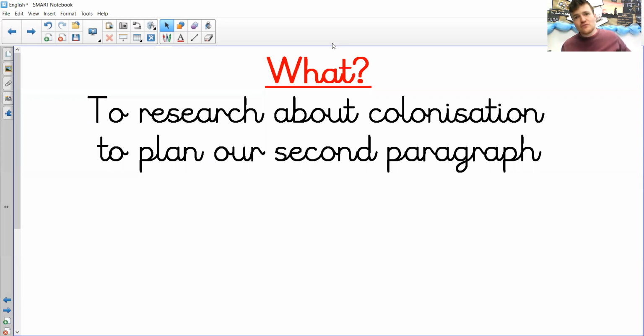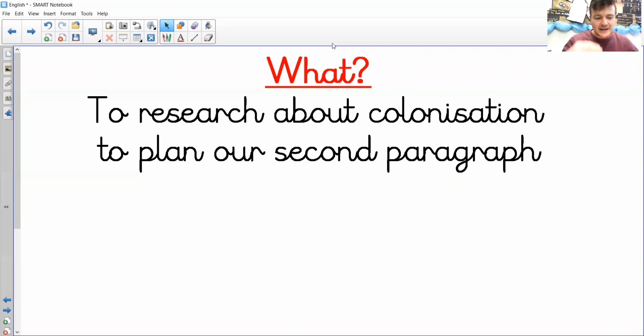Today we're going to be researching colonisation to plan our second paragraph. I know that we worked on our first paragraph on Tuesday, and yesterday we started to learn about criminals and why they were deported over to Australia. Today we're looking at the actual colonisation side of things, so we've got a lot of details, a lot of notes, ready for our second paragraph. So today's a lot of note taking.